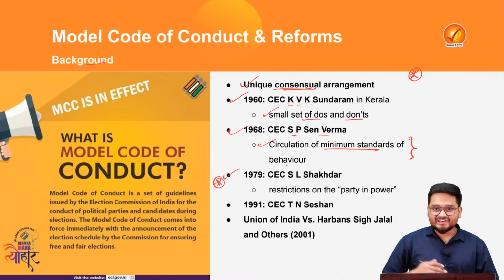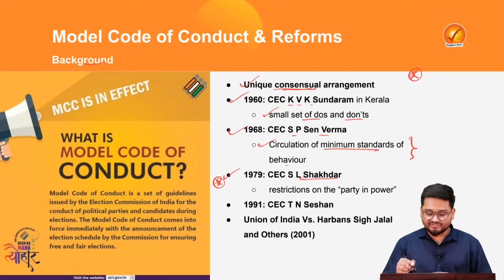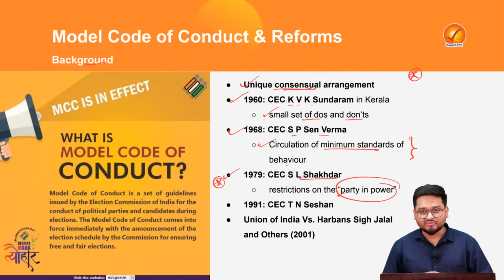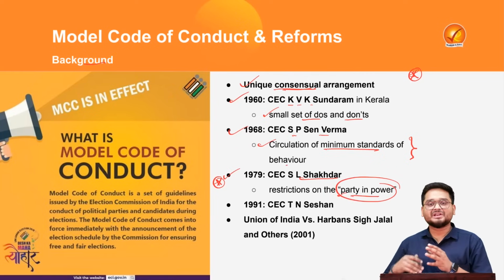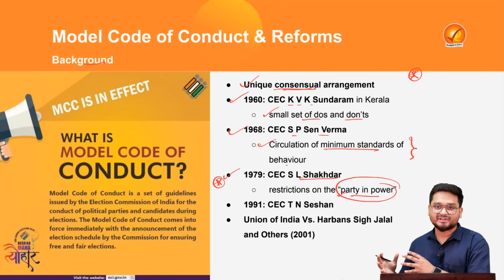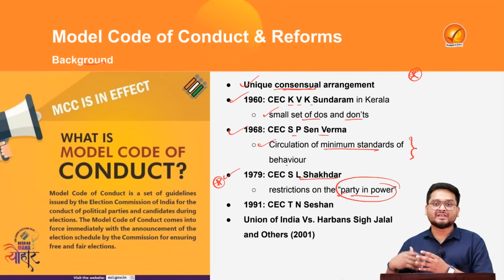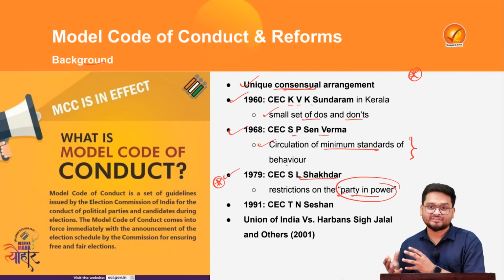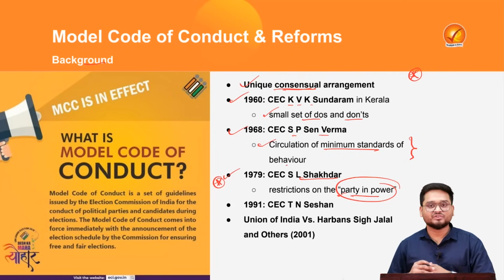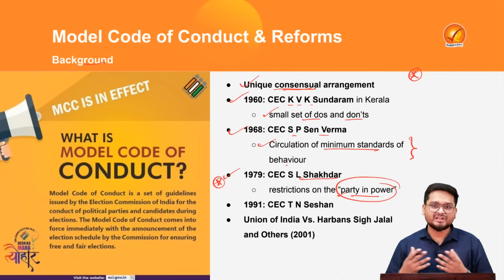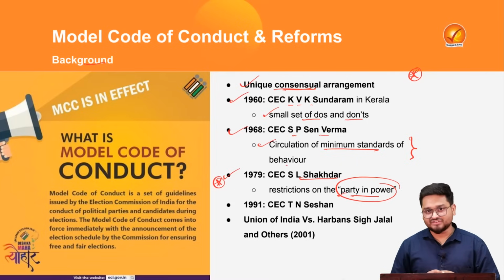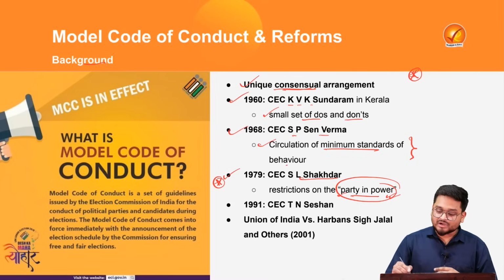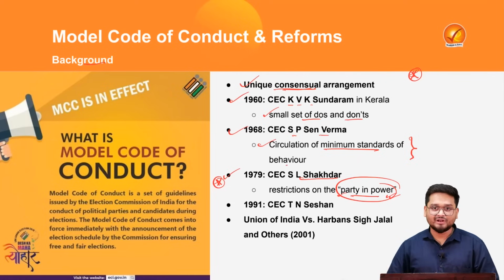And in 1979, the Chief Election Commissioner S.L. Shakdhar put restrictions on the party in power, because it was seen that, as the party was in power, during the next elections they would try to influence the elections using various state machinery such as state vehicles, state funding, monies, campaigns, schemes and policies and so on. So it was also curbed in this particular year.